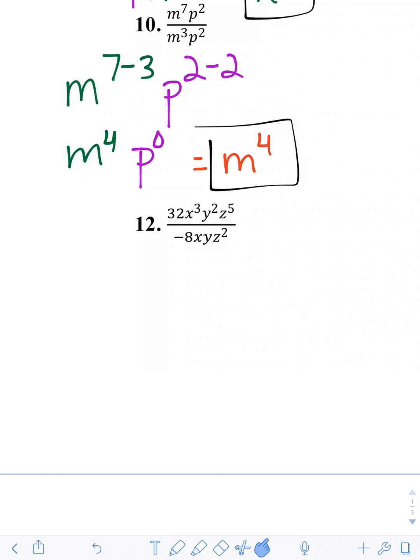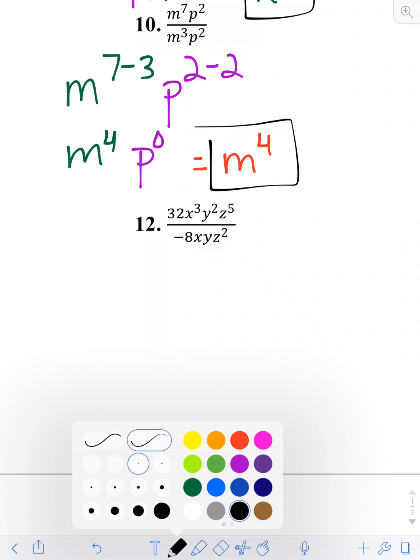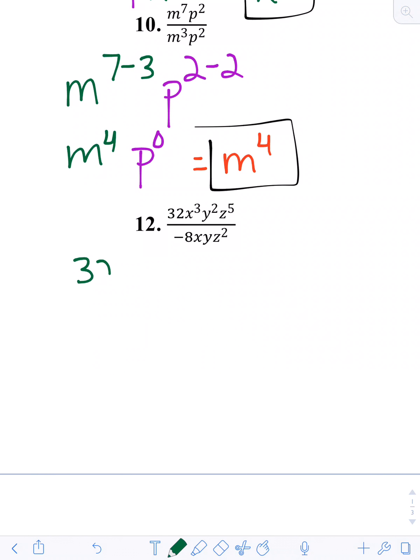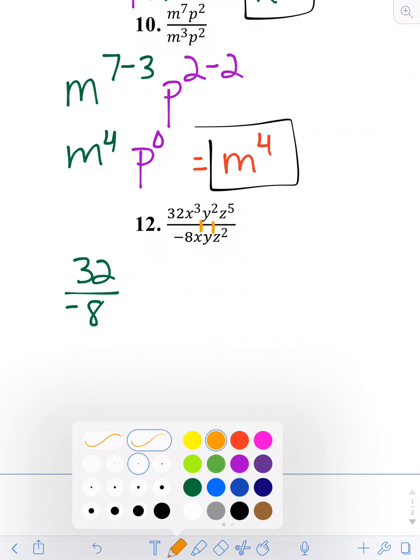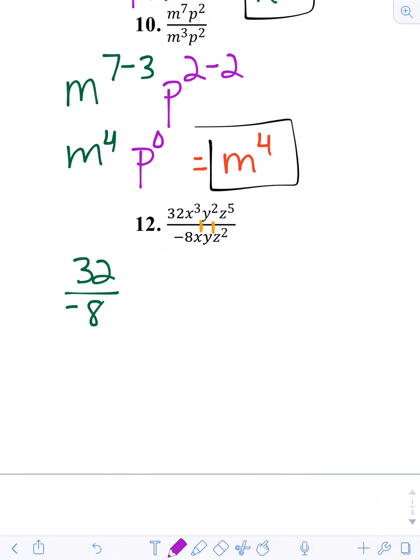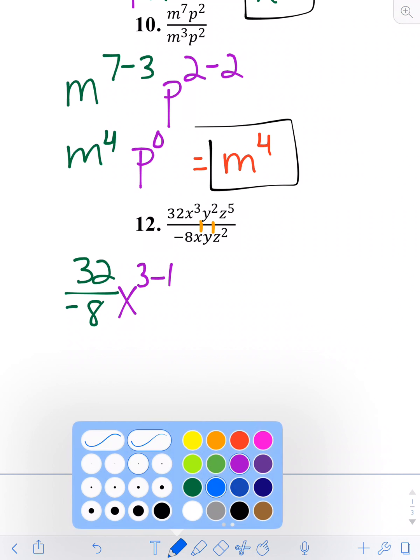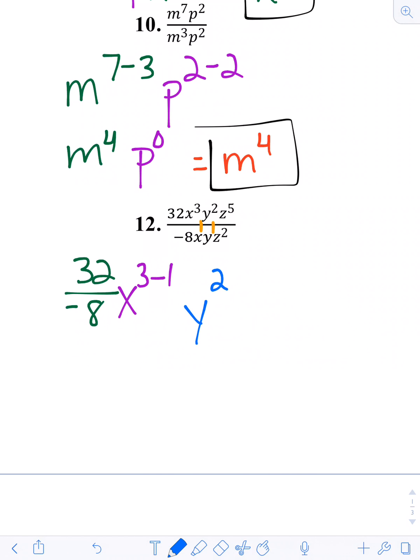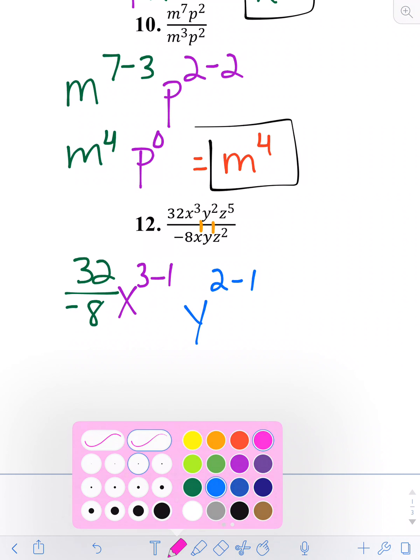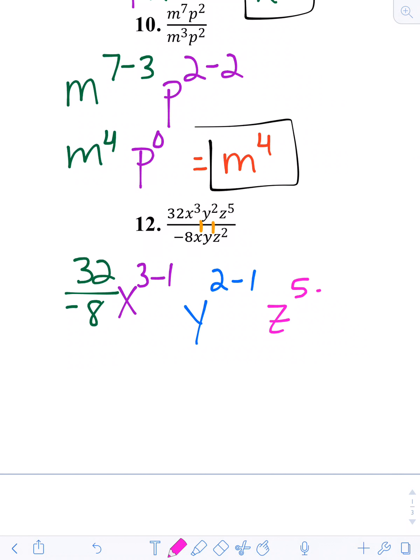All right, and number 12. So again, we have 32 divided by negative 8. I'm going to go ahead, I need a 1 for my x, 1 for the y. So we have three different variables. So we have x, 3 minus 1. We have y, 2 minus 1. And we have z, which is 5 minus 2.